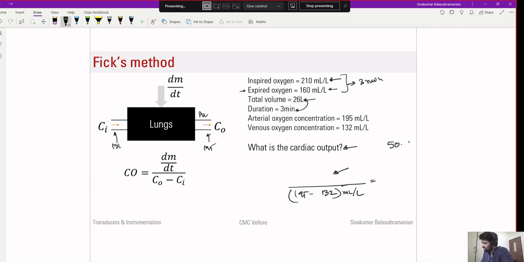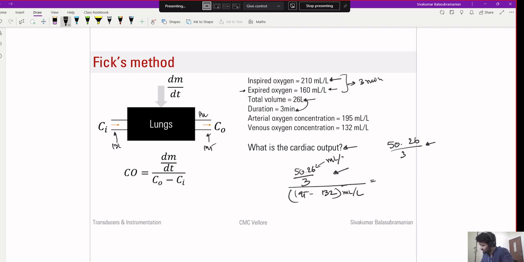Why is that? 210 minus 160, right, into 26 liters of blood. That 3 is the minutes. Total ml of oxygen consumed over 3 minutes. So the average consumption of oxygen is 50 into 26 divided by 3. I don't know what this number is, and what is the unit here?